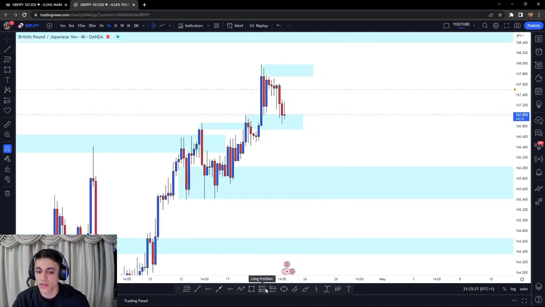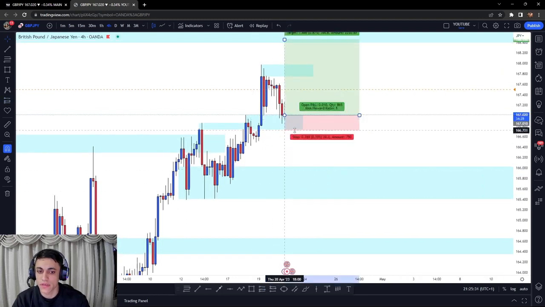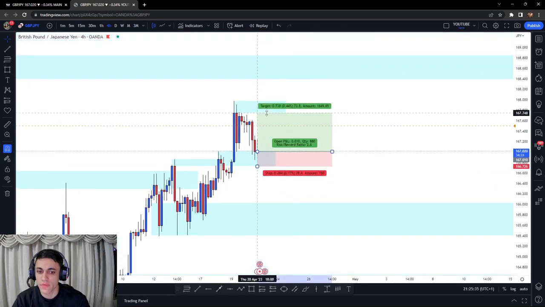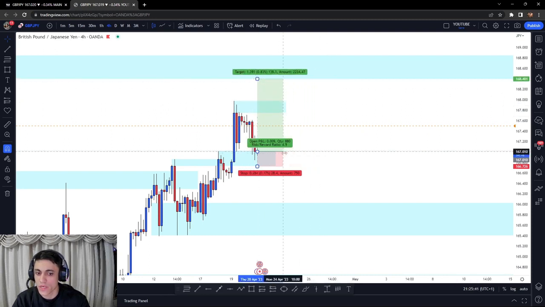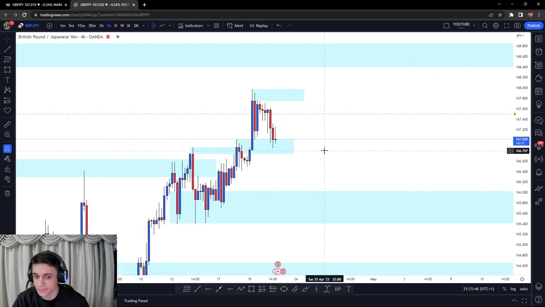So a long position could look something like this. Stop loss just below, 28 pips. You have TP1 a 1 to 2.6, beautiful. TP2 1 to 3, and then TP3 a 1 to 5. Tell me this is not beautiful. Tell me this is not simple.